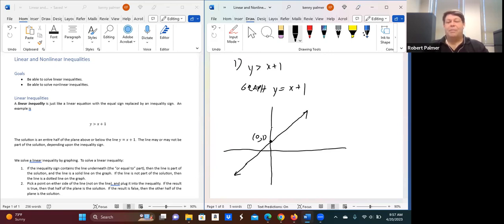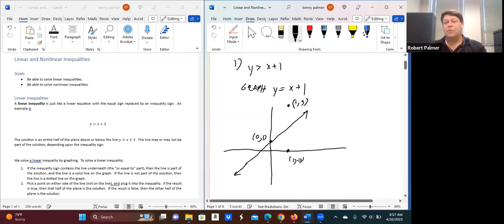Now, let's think about a few points. Let's have one point that's on the line, (0, 1). Let's also pick a point or two that are not on the line. Let's pick something simple. It can be anywhere. Let's pick something below the line right here, something basic like (1, 0). It could be anywhere below the line. Let's also pick something above the line. How about (1, 5) or something like that?